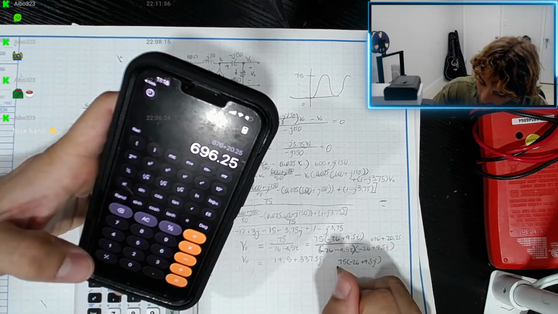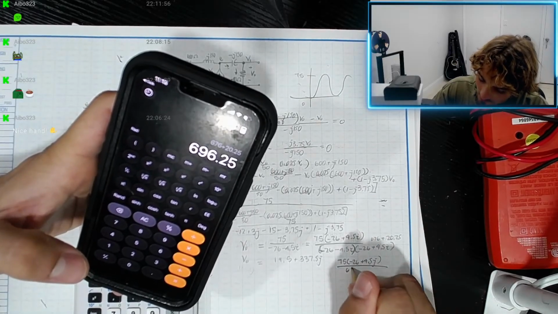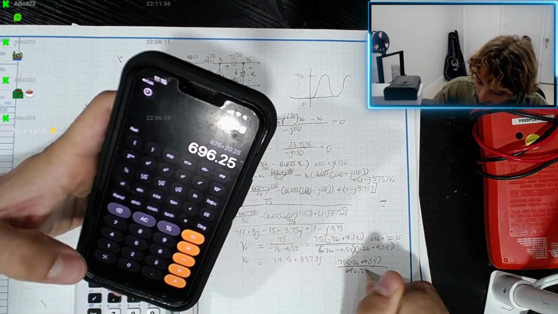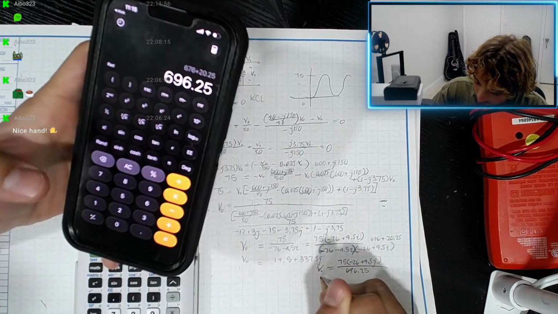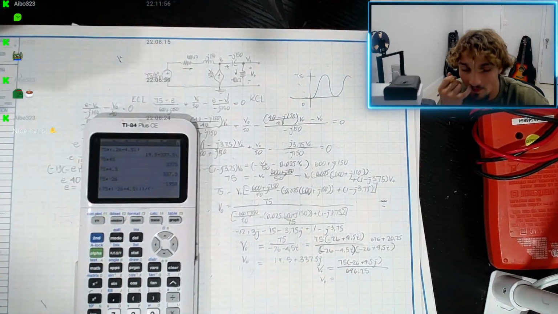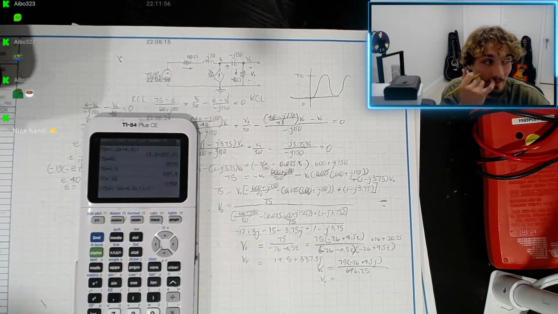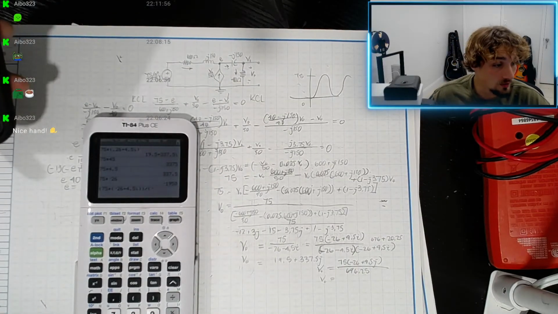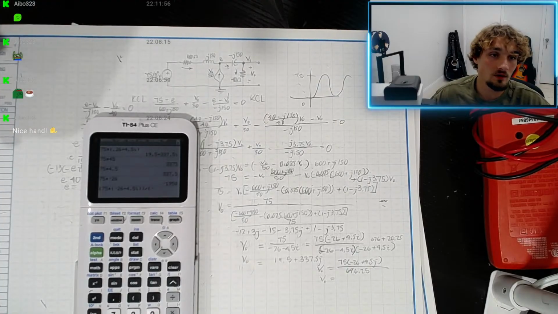That was really bad, but whatever. Divided by 696.25. Equals V out. V out equals... And it's a long problem, isn't it? Damn. It's a long problem, isn't it?